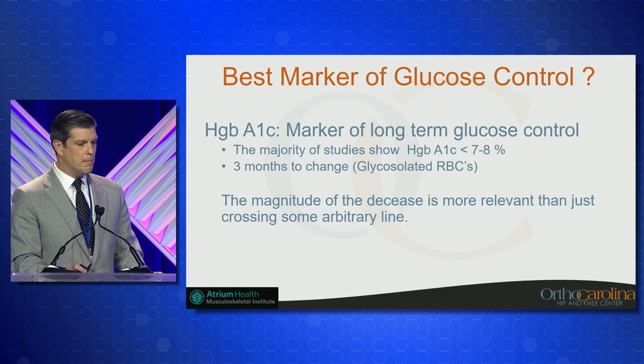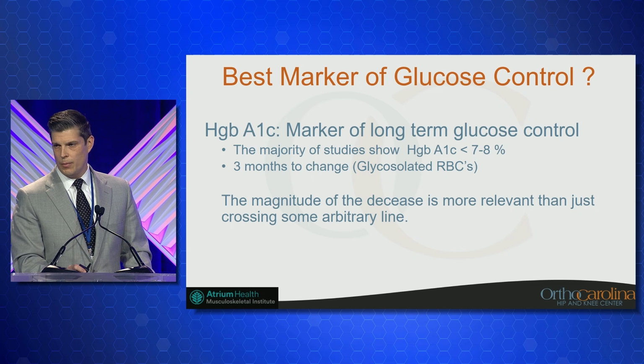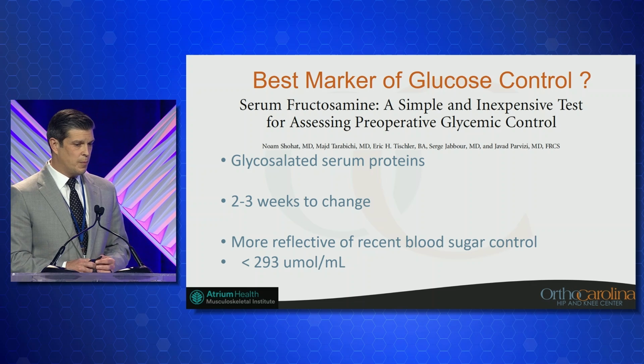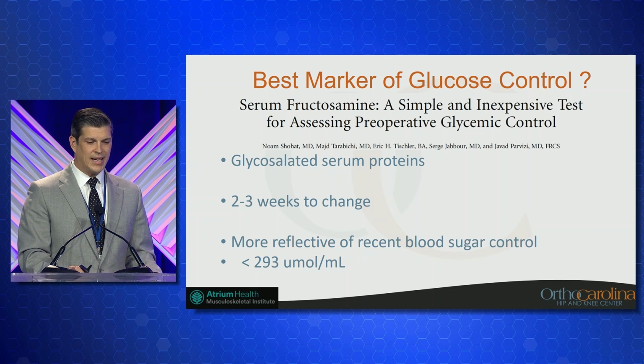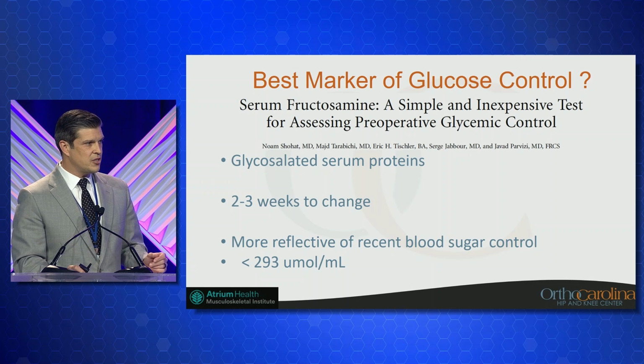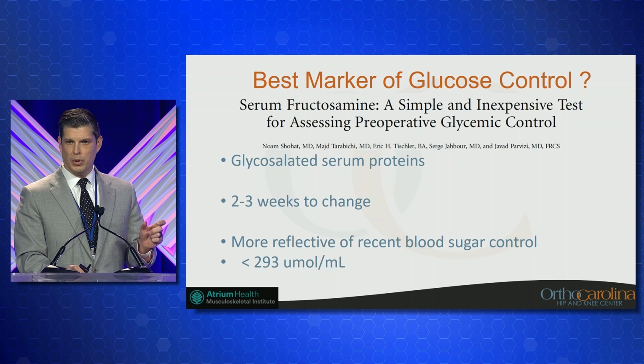But perhaps it's the magnitude in the decrease of the hemoglobin A1C rather than crossing some arbitrary line. Jay's group has done some really good work looking at glycosylated serum proteins or serum fructosamine. This only takes 2 to 3 weeks to change, so it's a much tighter marker of blood glucose control over a short period of time.